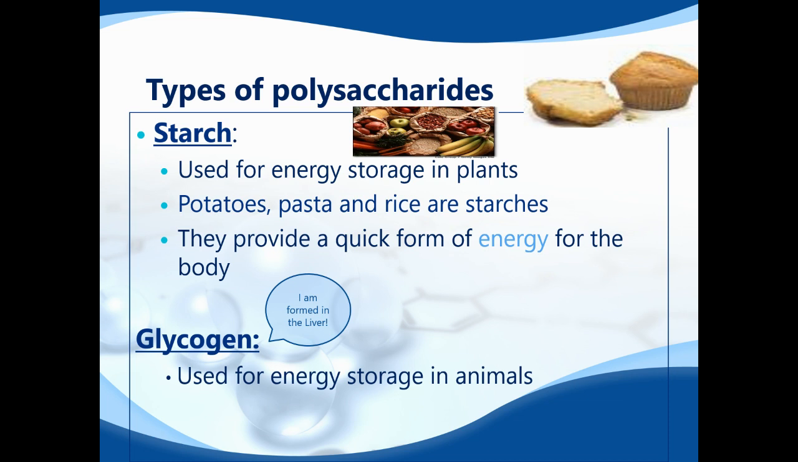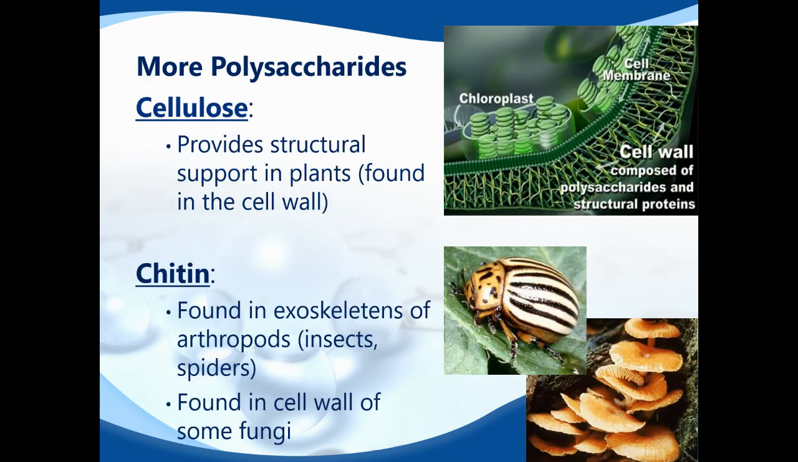Types of polysaccharides: starch is used for energy storage in plants. Potatoes, pasta, and rice are starch, and they provide a quick form of energy for the body. Glycogen is used for storage in animals. Cellulose provides structural support in plants and is found in the cell wall, as you can see in the diagram. Chitin is found in the exoskeletons of arthropods, insects, and spiders, and in the cell walls of some fungi.